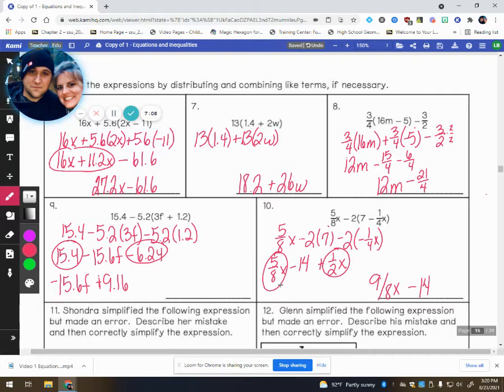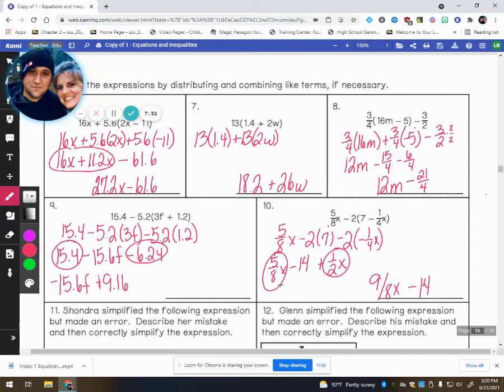But in number 6 and number 8 and number 9 and number 10, I had to combine like terms. I combined constants in number, let's see here, 8 and 9. And in 6 and 10, I combined the variable terms. And so I got my answers. As you can see, I worked them out here.